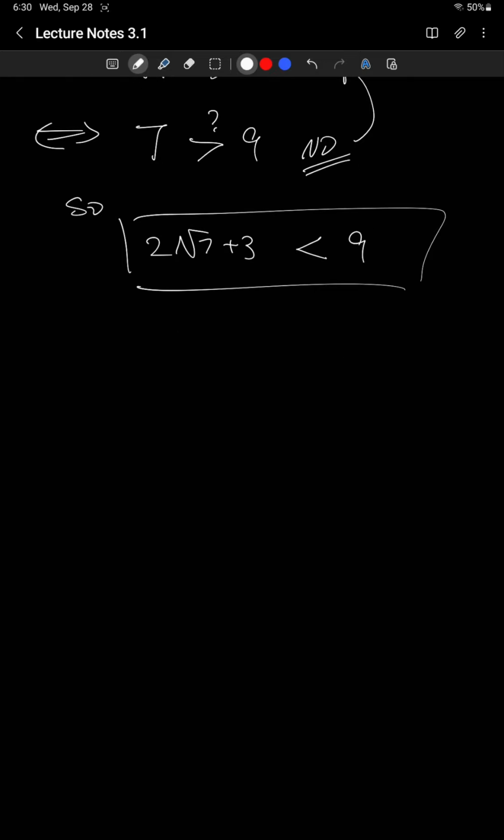And again, this means that especially if you're doing graphs, you know that if 9 is here, you should plot 2 root 7 plus 3 right there, as opposed to on this side.